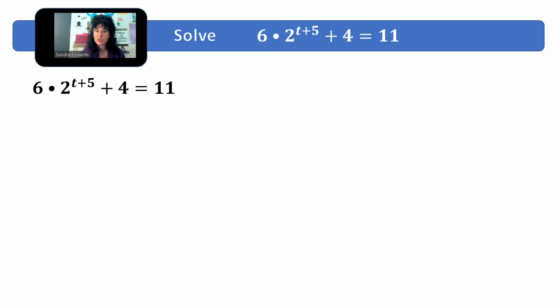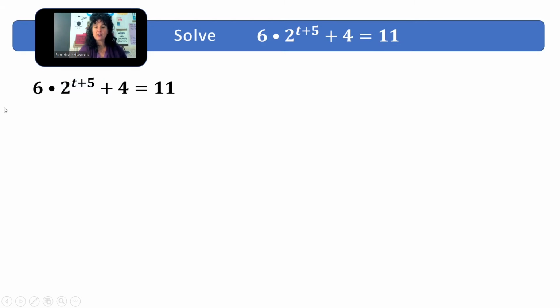Okay, here's my original. You're looking for one power. A power has a base and an exponent. So the base and the exponent is 2 to the power of t plus 5. You want to get that one power alone, then you log and lasso. To get that power alone, I'm going to subtract 4 and then divide by 6.